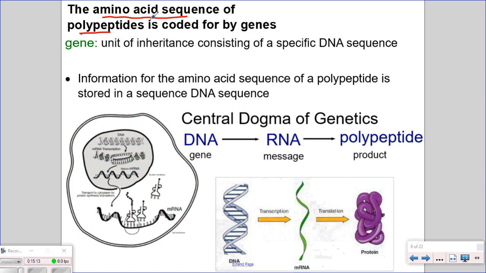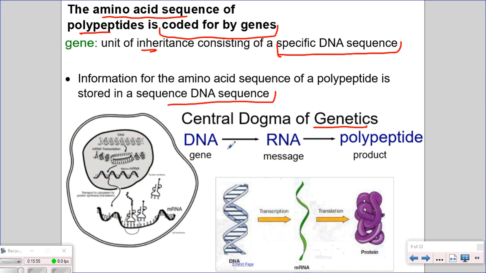The code or the instructions for that amino acid sequence is coded for in DNA, by genes that are in DNA. So a gene is a unit of inheritance consisting of a specific sequence of DNA. For every protein, there is a specific sequence of DNA that will provide the instructions for what sequence of amino acids is needed. And so information for that amino acid sequence of a polypeptide is stored in that sequence of DNA. This leads us into the central dogma of genetics.